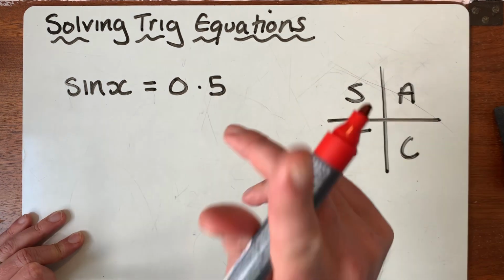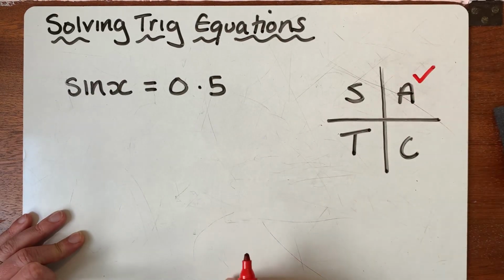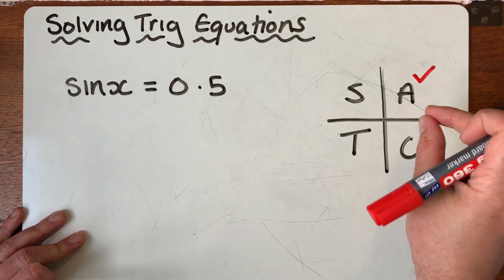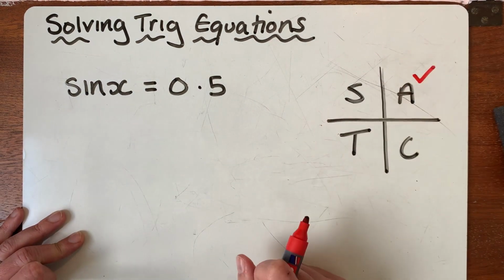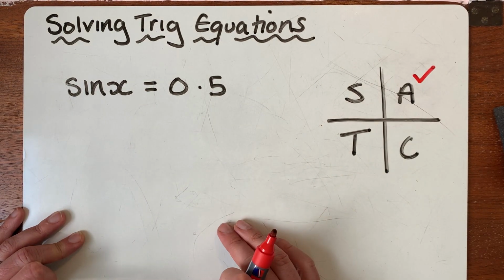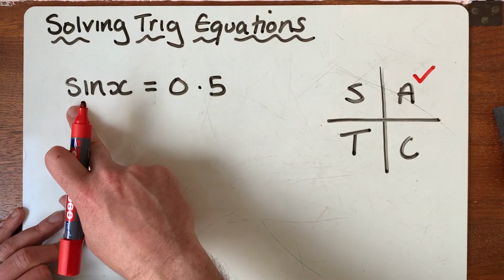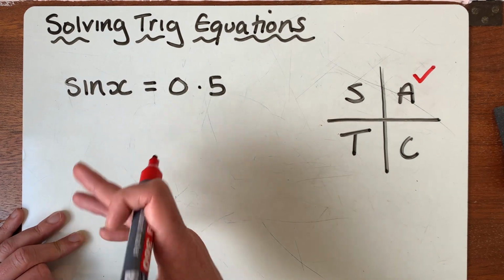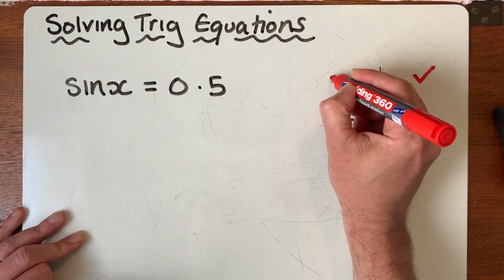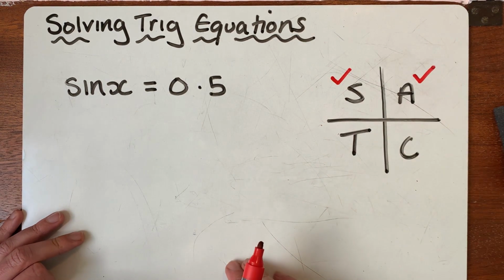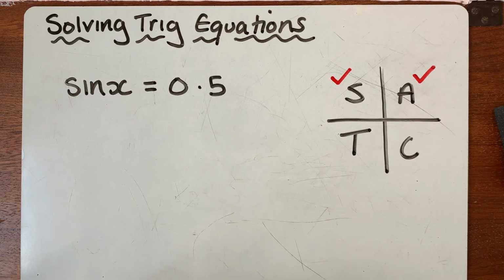If it's positive, we always tick the A quadrant, always. The A stands for all and means that all the trig functions produce positive values in that first quadrant when the angle is between 0 and 90 degrees. So we're always going to tick A if this is positive. What other one do we tick though? Well, it's positive, and so we look at the start of our trig function, in this case sine, and we take the letter from the start of that. The S stands for sine, and so we're going to tick the S quadrant as well.